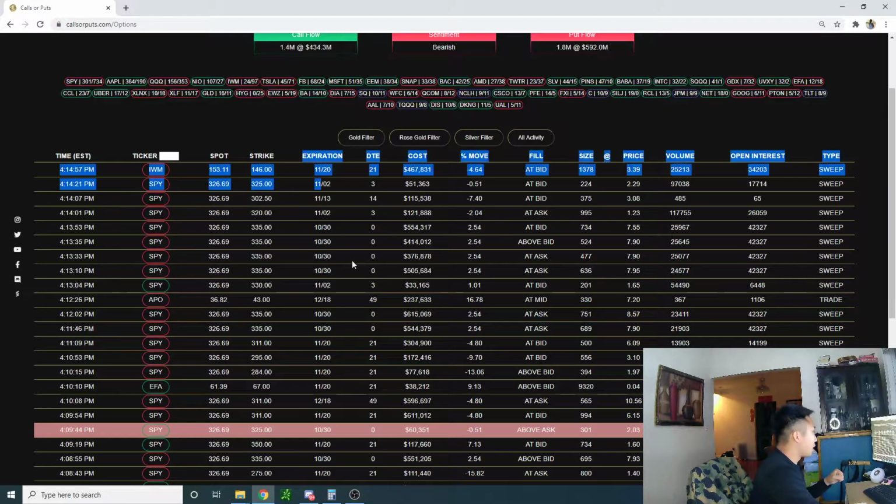The expiration is the contract expiration date. So on this date is when the contract expires. So you're gonna have to either exercise it or you're gonna have to sell it, and you'll make that choice based off of your personal preference.